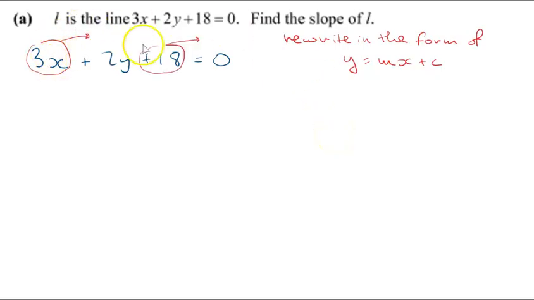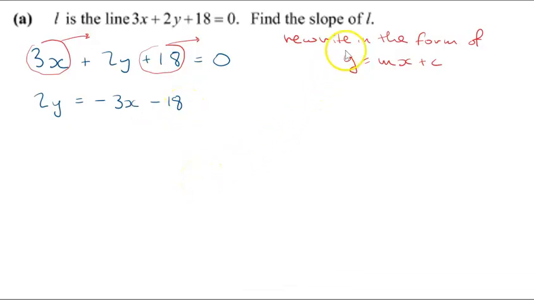So we're going to bring the 3x over the equal sign and it will become minus 3x. And we're going to bring the 18 over the equal sign and that will become minus 18. So we always change the sign when we carry something over the equal sign. So we bring down the 2y, that hasn't moved, that's still on the left of the equal sign, so that stays as it is. The 3x becomes minus 3x and the 18 becomes minus 18.